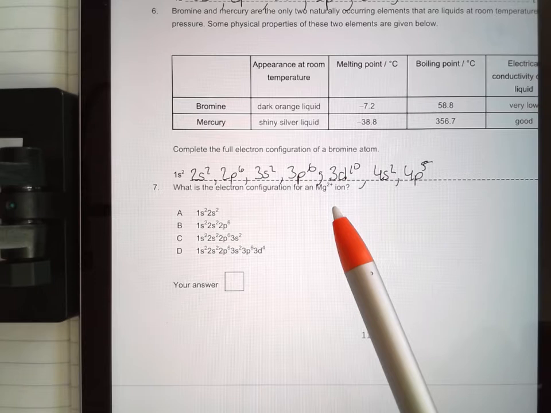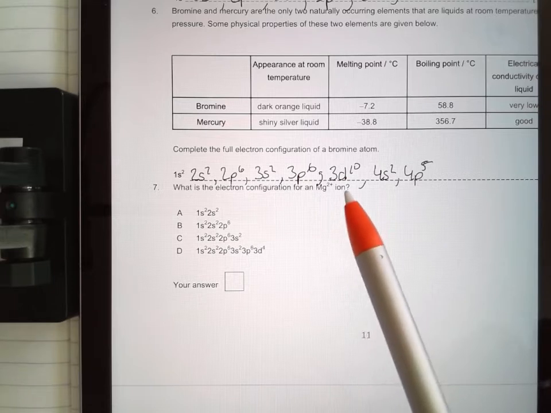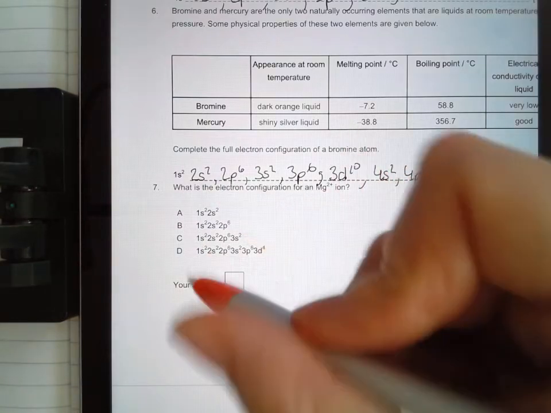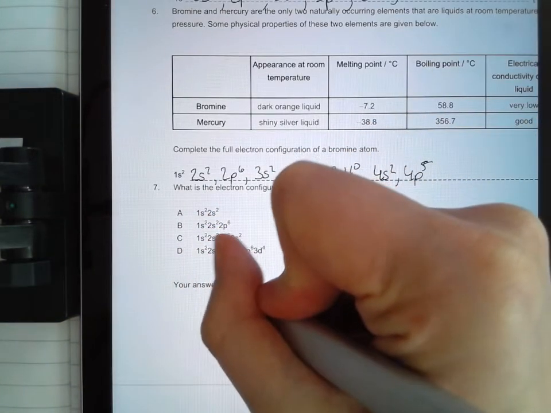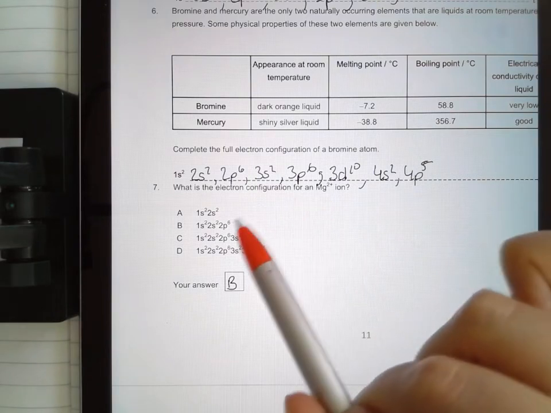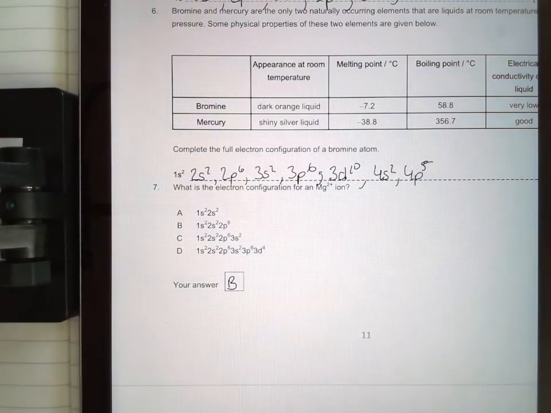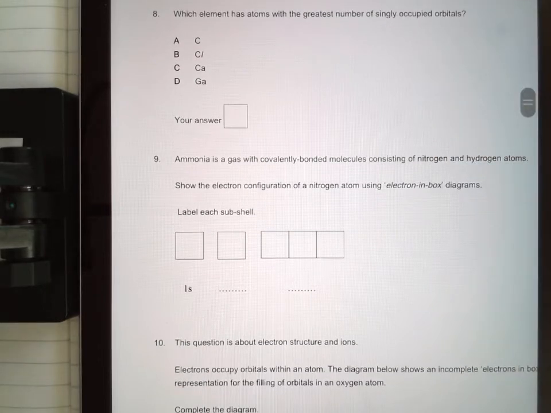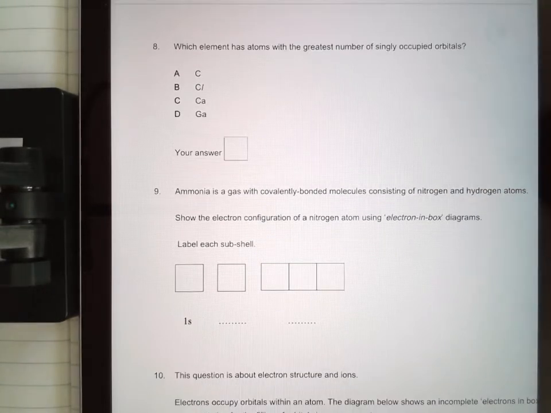It's an Mg2+ ion. Magnesium normally has 12 electrons. If you lose 2, it will only have 10 electrons left. Therefore, your answer is going to be B. You can also see that B has a full second shell. When magnesium loses 2 electrons, it has the same electron configuration as neon, which is why you've got a full second shell.